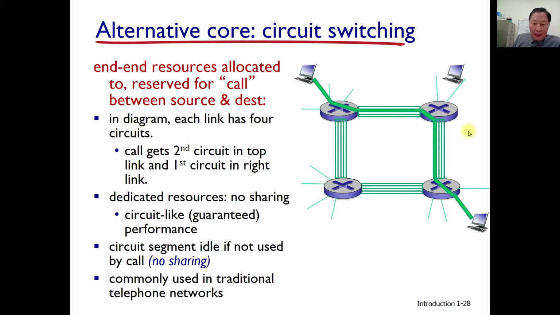In the diagram here, each link has 4 circuits: 1, 2, 3, 4. 1, 2, 3, 4. Let's assume all get the second circuit here. The second one in the top link, and the second one in this link. And finally, that will arrive at the final destination. And each link is dedicated in this circuit switching technology. These are dedicated resources, no sharing. That is the main disadvantage of circuit switching.